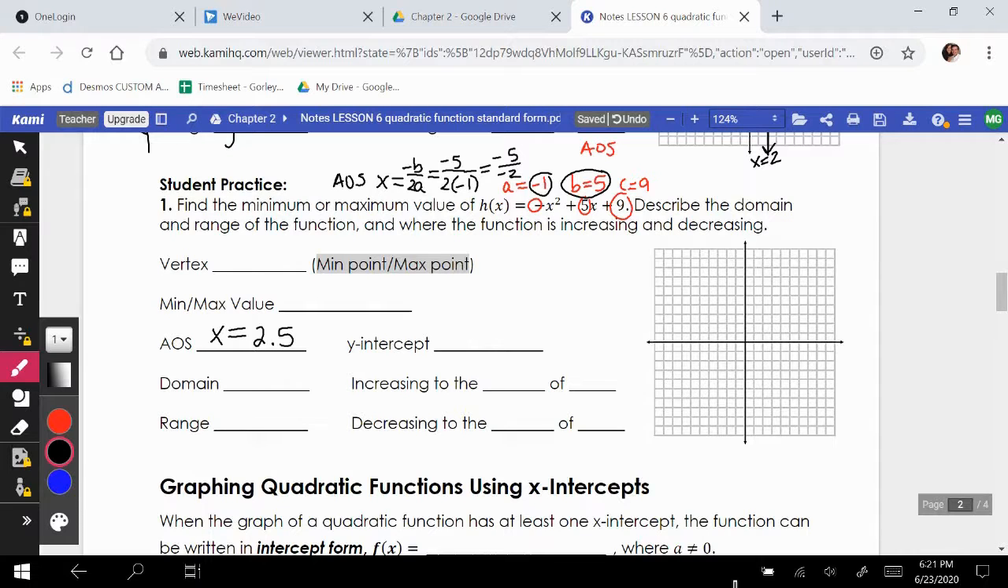Alright, moving on from there, now I find my vertex. The x value of my vertex is going to be 2.5, and if I want to find my y output, I just have to plug in 2.5. So h of 2.5 is going to be equal to negative 2.5 squared plus 5 times 2.5 plus 9. Okay, and I'm just going to type that all into my calculator. Negative parenthesis 2.5 squared plus 5 times 2.5 plus 9.